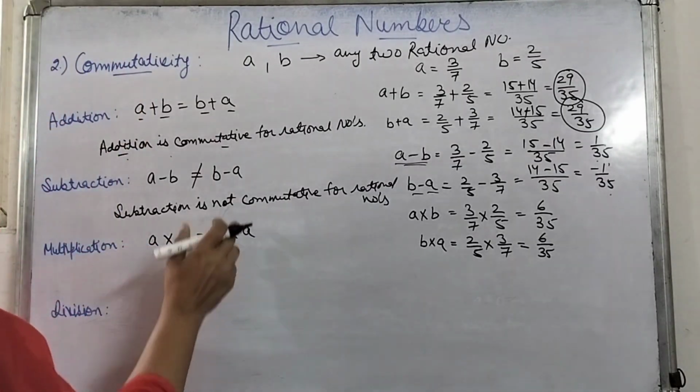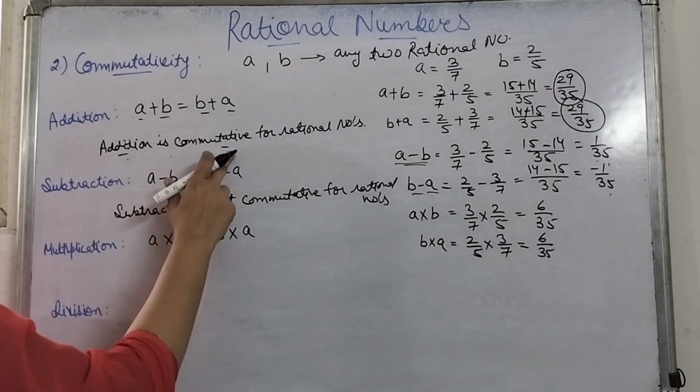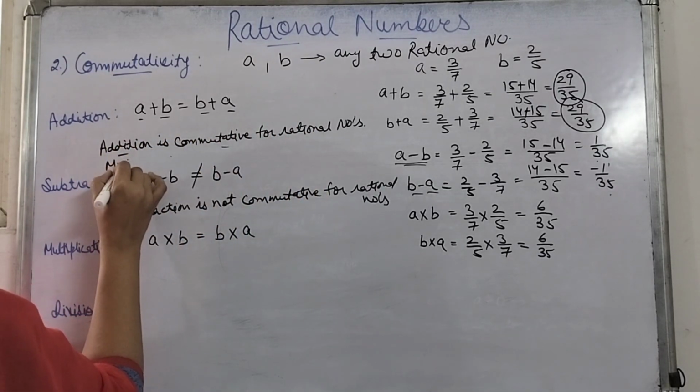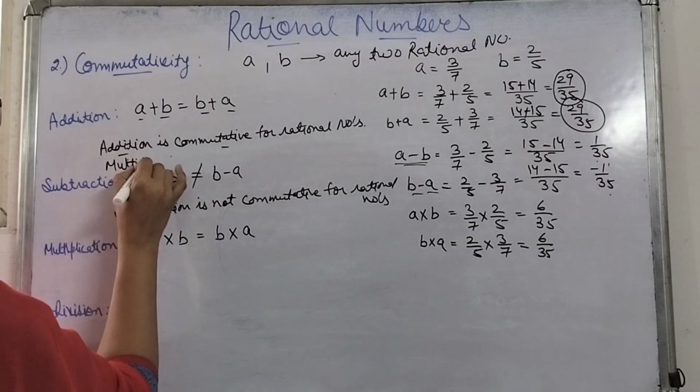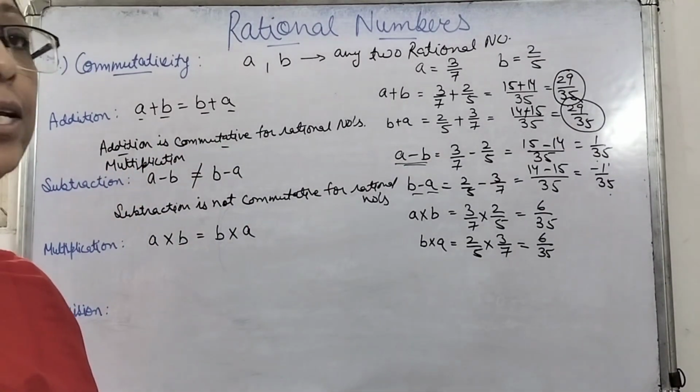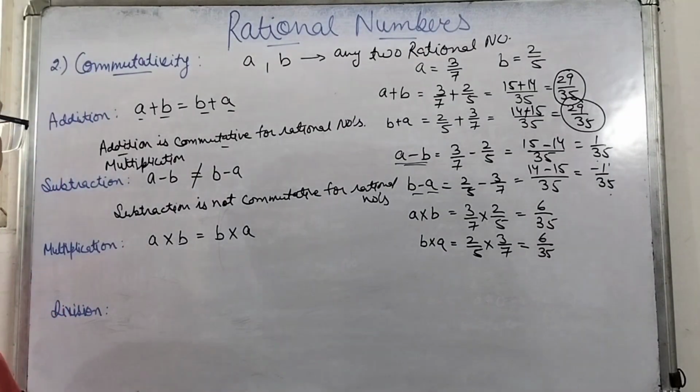So we will be saying that multiplication is commutative for rational numbers. Addition is commutative. Along with that, multiplication is also commutative for rational numbers. Now let's check for division.